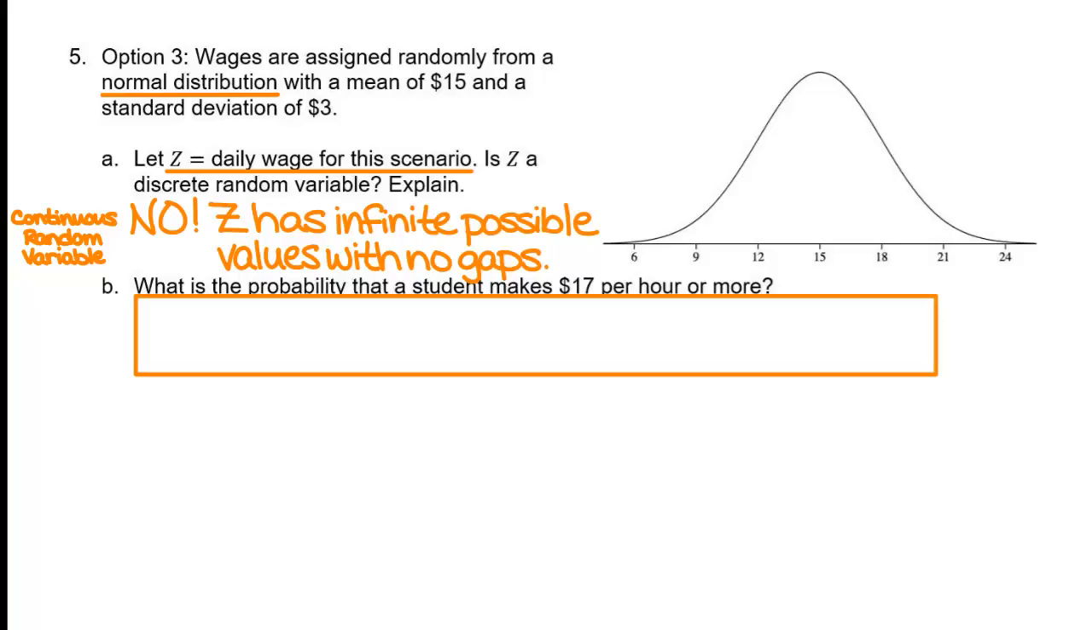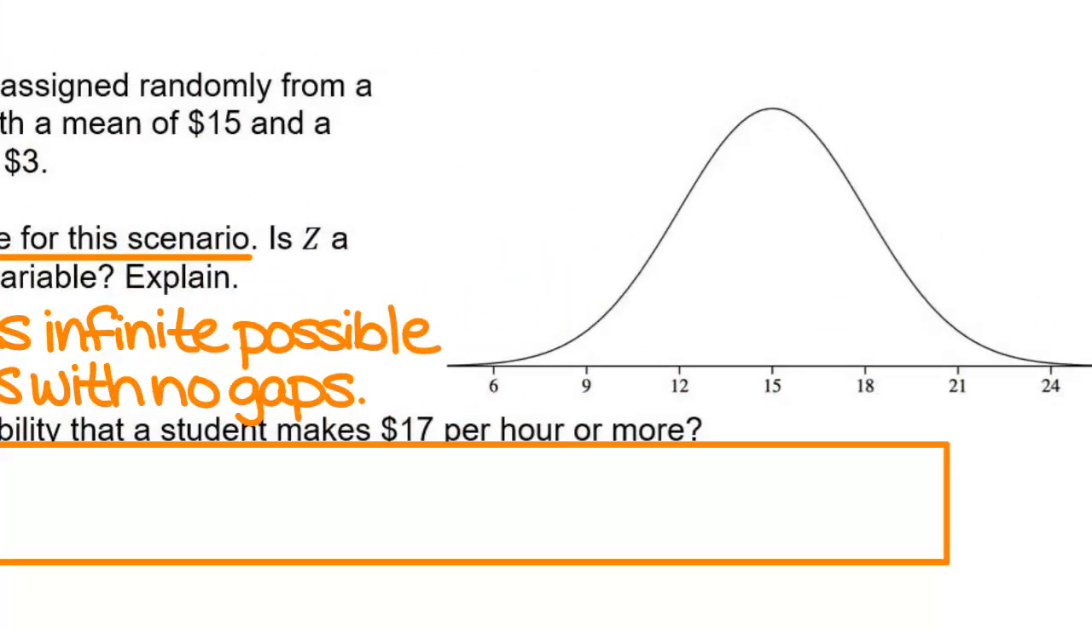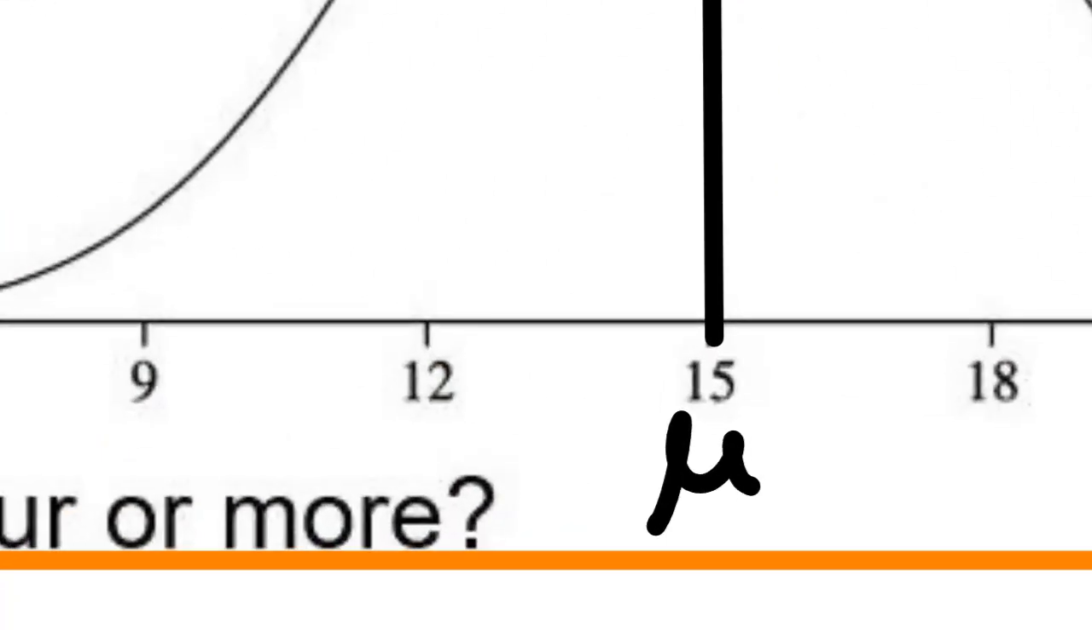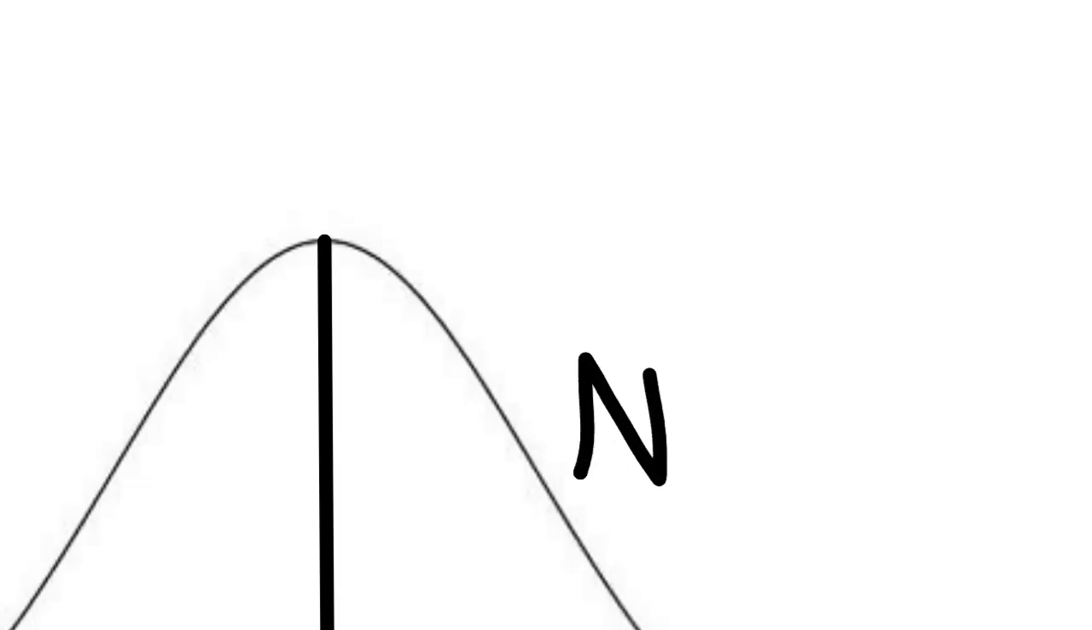So here's my normal curve. What's right down the center of that normal curve? What is this? That's the mean. So that's mu. We always want to label that on our normal curves. There's something else that my normal curves always have to have. I need an N to tell me that it's a normal curve.